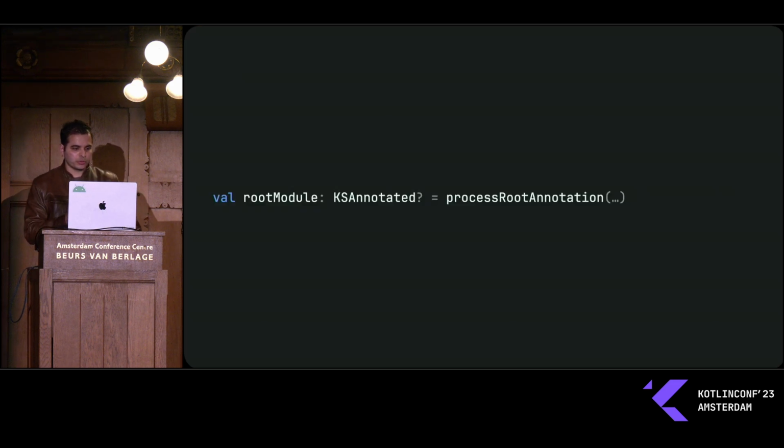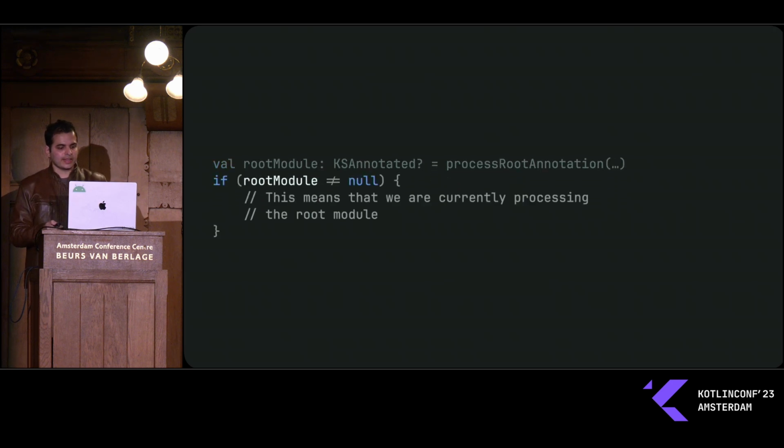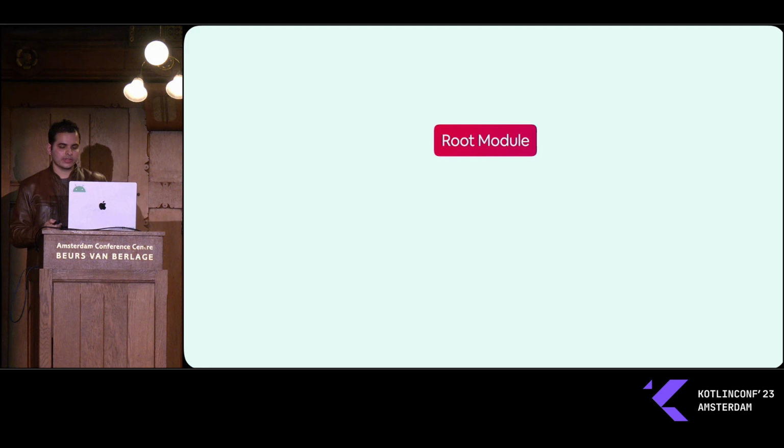All right, so going back to the root module that we were holding in memory, whenever we detect that showcase root annotation is found, it's an indication that we are currently processing the root module. And the main thing we want to do here is write that aggregated file that has information about all the previews in our code base.